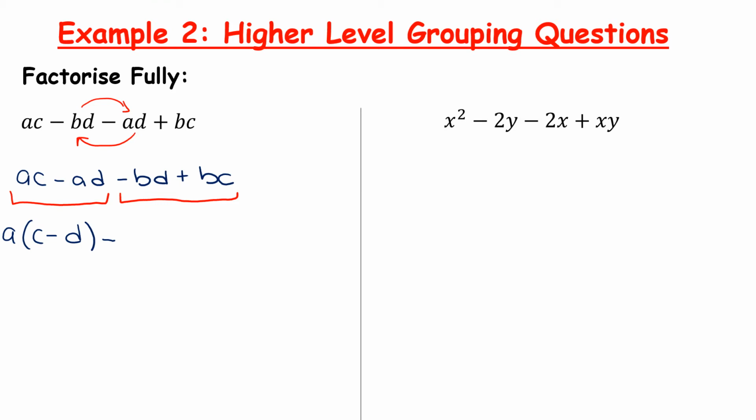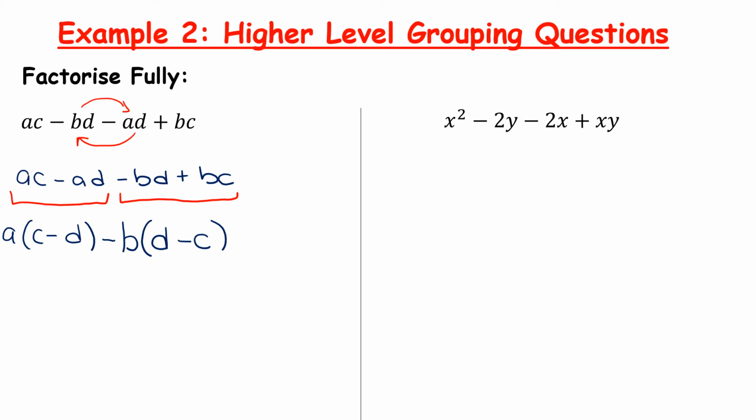When we deal with quadratics, this method will always work. When we're dealing with our grouping, we'll just have to double check. So B is common. That leaves me with a D and then minus C. So when I check, my brackets are not the same, because C take away D is not the same as D take away C.